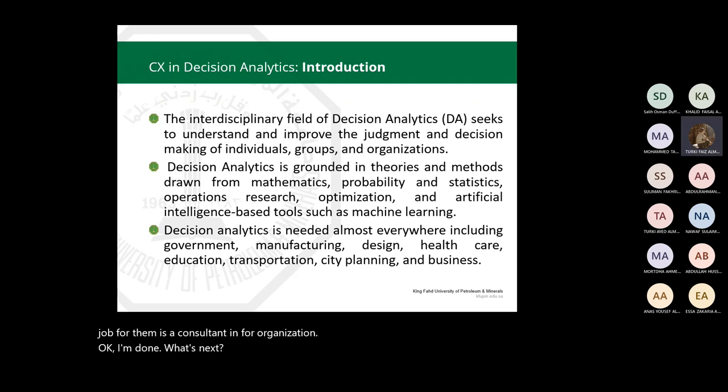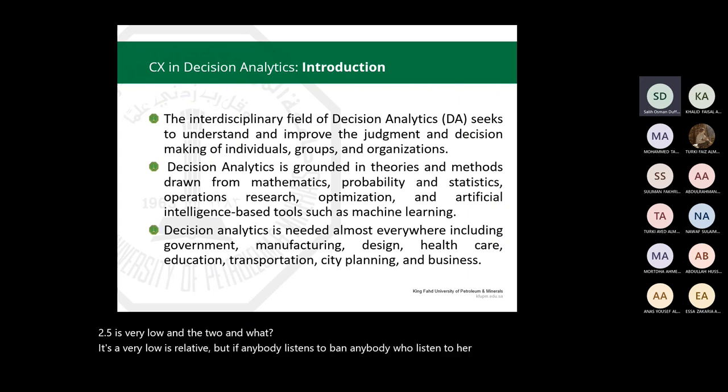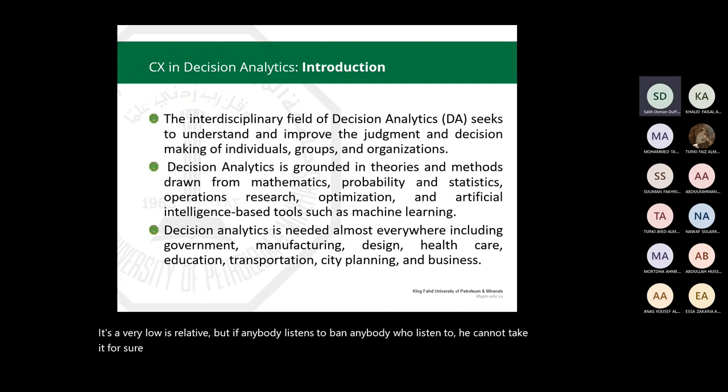If my GPA is very low, can I still take the consultation? Not advised. What does very low mean? 2.5 is very low, or 2, or what? ما حدد صراحة. So very low is relative, but anybody less than 2 cannot take it for sure. I recommend it for people whose GPA is above 2.5.